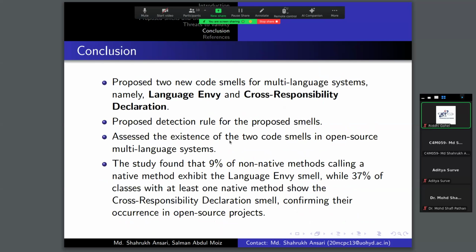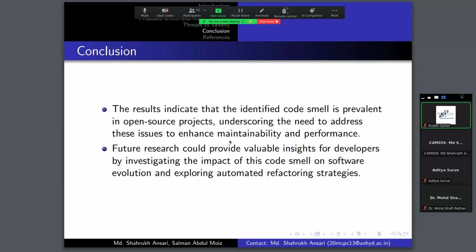We propose two code smells, language envy and cross responsibility declaration, and we propose detection rules for those smells. We assess the existence of the two code smells in open source projects, and we find that 9% of non-native methods and 37% of classes with at least one native method show the cross responsibility declaration smell, confirming their occurrence in open source projects. The results indicate that the identified code smell is prevalent in open source projects, underscoring the need to address these issues to enhance maintainability and performance.